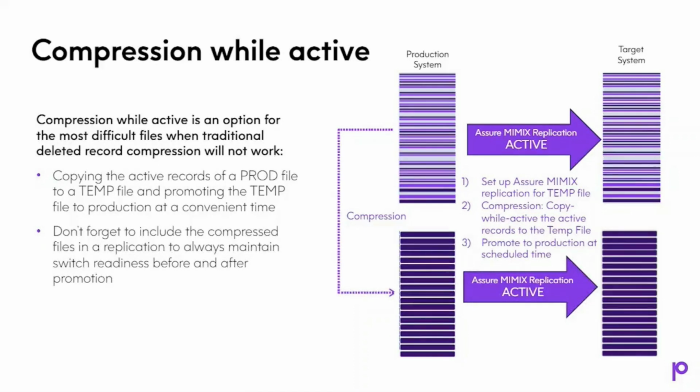So once it's cut over day, you go ahead and schedule a short outage. You move the production file into the archive library. You move the compressed file into the production library, and then you go live with it.